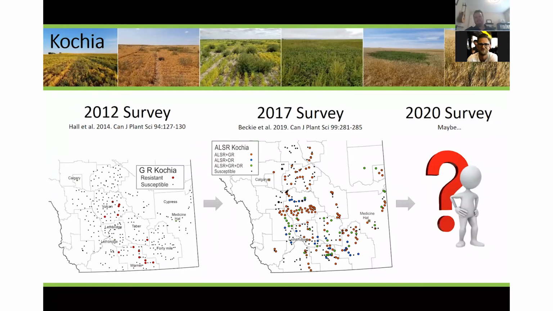And the next survey for Alberta, so these surveys go province by province, we are planning on coming back to Alberta in 2020. This is in collaboration with researchers from Ag Canada in Saskatoon as well. And I say maybe there because we're still waiting to see how things work out as far as the COVID-19 situation and whether we'll be able to survey fields in 2020. But currently the plan is for a fall 2020 survey of kochia.